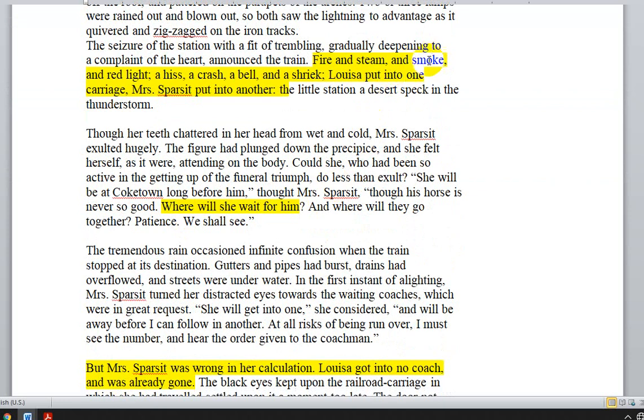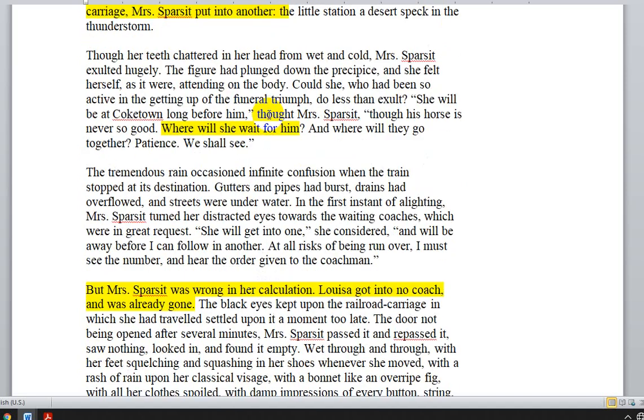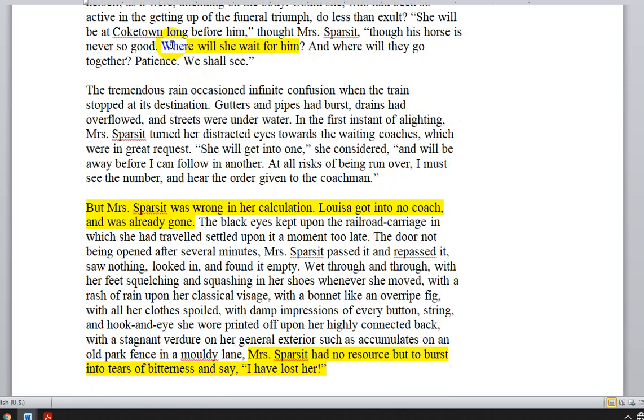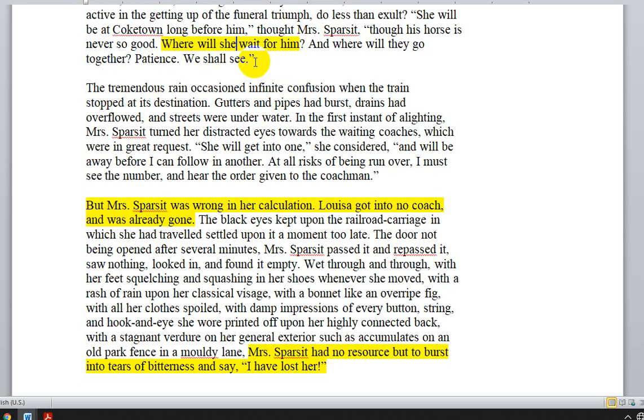Fire and steam and smoke and red light, a hiss, a crash, a bell, a shriek. Louisa put into one carriage and Sparsit put into another, on the train, and both of them got on. Where will she wait for him? This is how she thinks. Louisa took the train and she will meet James somewhere according to their plan.